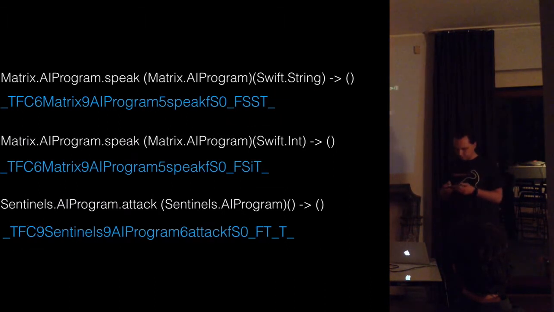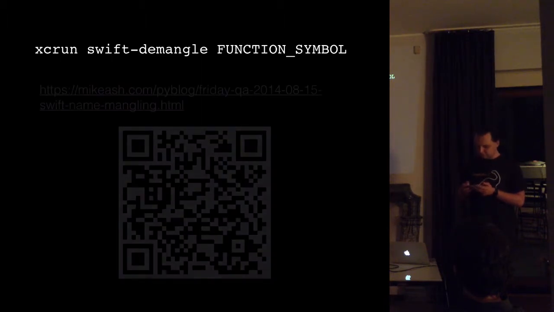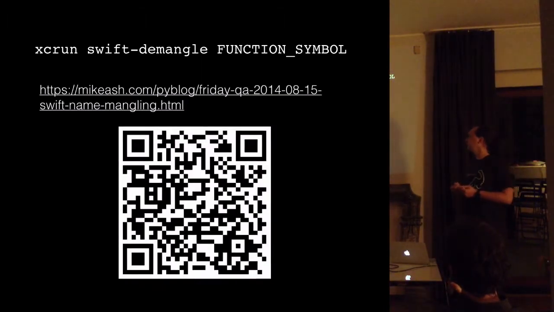Okay, if you would like to demangle method names yourself, you can use this handy command. It's shipped with Xcode. And if you would like to read more about name mangling, there is no better place to read about this than the Mike Ash blog.